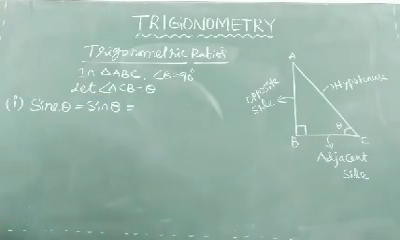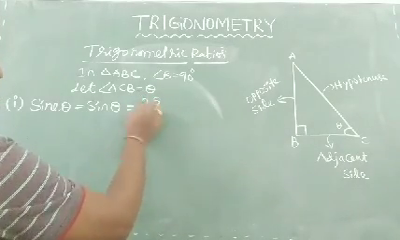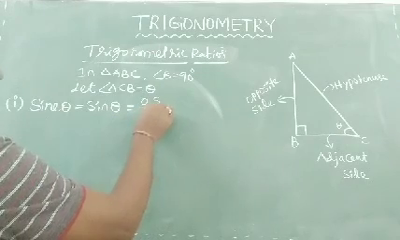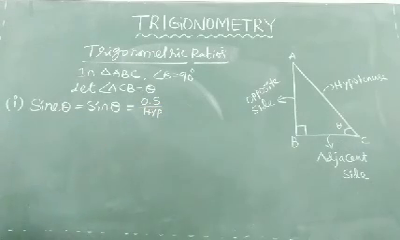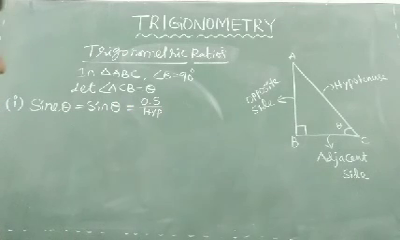So sin theta means what? The ratio between the opposite side and the hypotenuse is called sin theta. This is the first trigonometric ratio.